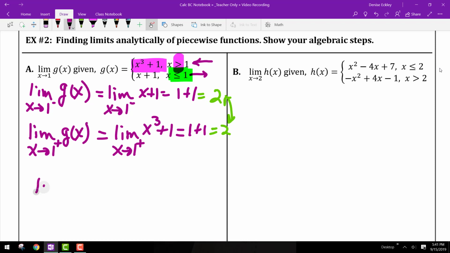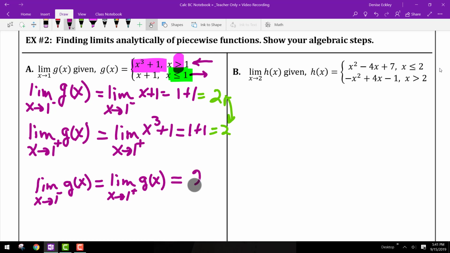We can say the limit as x approaches 1 from the left of g of x is equal to the limit as x approaches 1 from the right of g of x. Since they're equal, they're going to equal 2. Therefore, the limit as x approaches 1 of g of x has to equal 2.